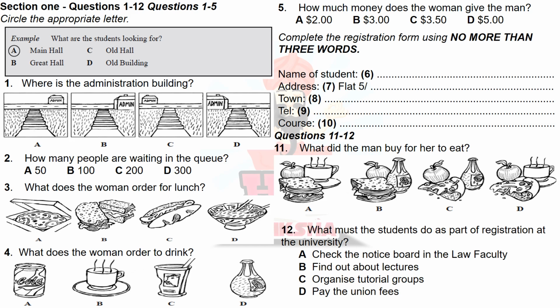Well, in order to register, we've got to go to the law faculty and get this card stamped, and then go back to the admin building and pay the union fees. That means we're registered. After that, we have to go to the notice board to find out about lectures, and then we have to put our names down for tutorial groups and go to the library. Oh, no, great. Well, first let's sit down and have our lunch, eh?